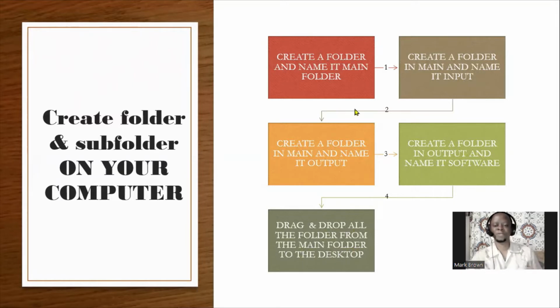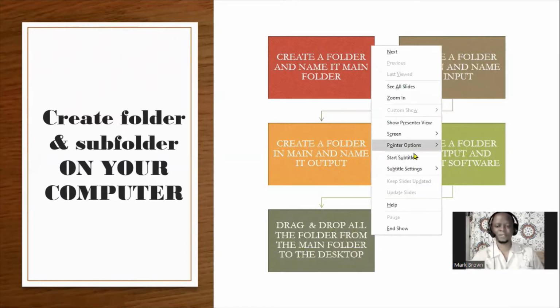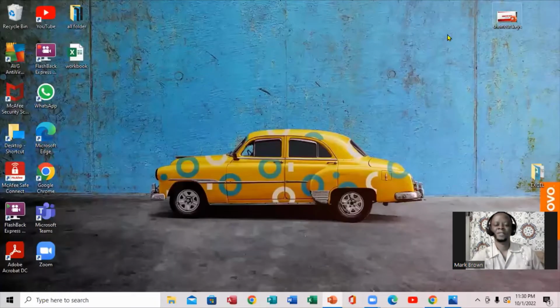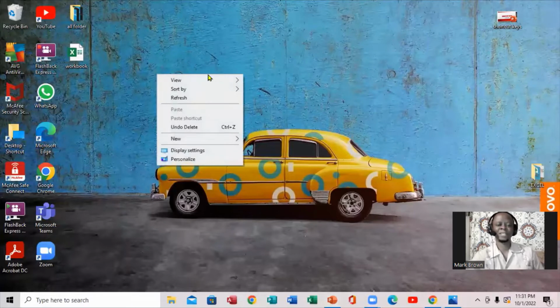I'm going to go through them one by one so that you can have a basic idea how to handle folders on your desktop. So very important. The first thing that you want to do is to create a folder. To create the folder, you're going to right click on the desktop.